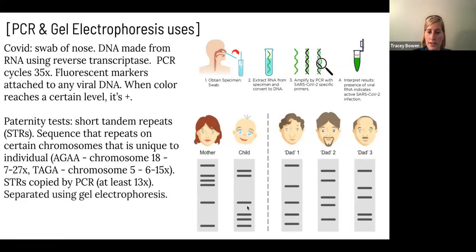These strands would be separated using gel electrophoresis, and the pattern is unique to each individual. So you can see that the child doesn't have the exact same strands as mom, nor does it have the exact strands as dad.